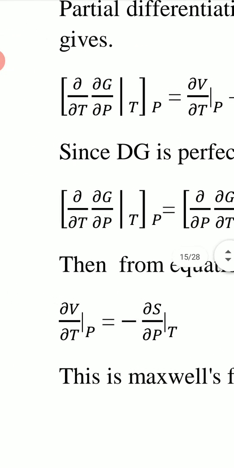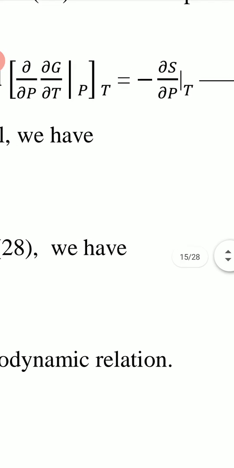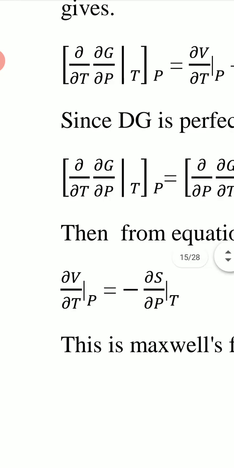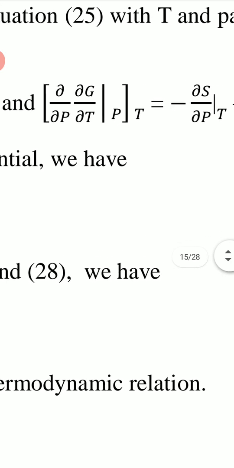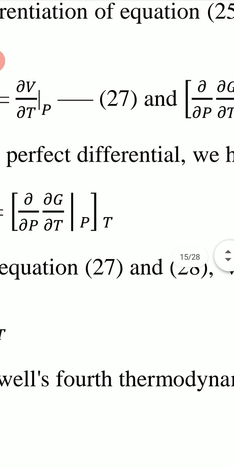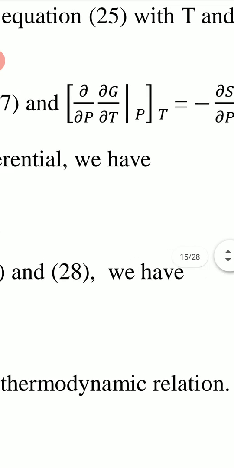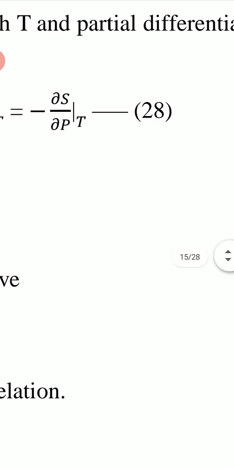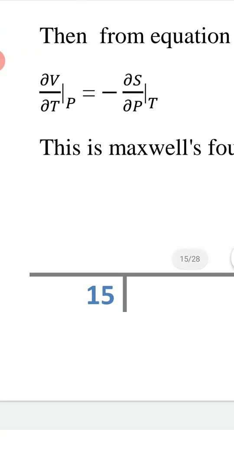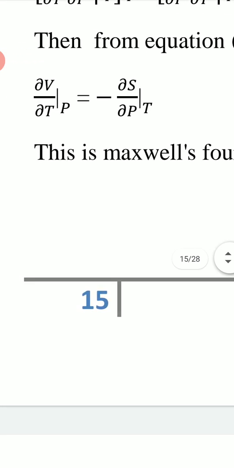In relation 27 and in relation 28, the left hand sides of both these equations are the same because dG is a perfect differential. So the left hand side of 27 and the left hand side of 28 are the same: delta upon delta T, delta G upon delta P equal to delta upon delta P, delta G upon delta T. So the right hand sides will also be the same. This is the right hand side of 27, delta V upon delta T at constant P, and this is the right hand side of 28, minus delta S upon delta P at constant T. These will also be the same, and we get this relation, delta V upon delta T at constant P equal to minus delta S upon delta P at constant T. This is Maxwell's fourth thermodynamic relation.